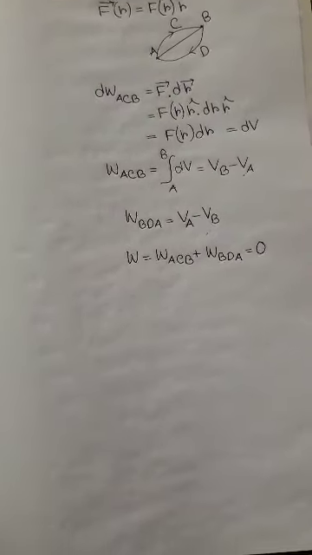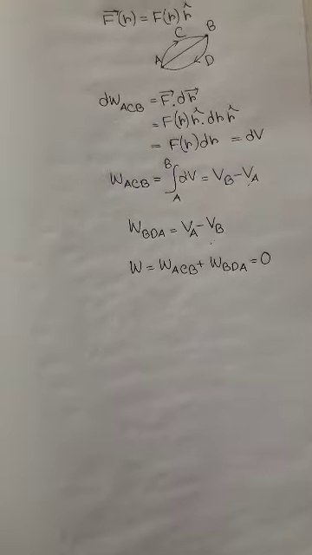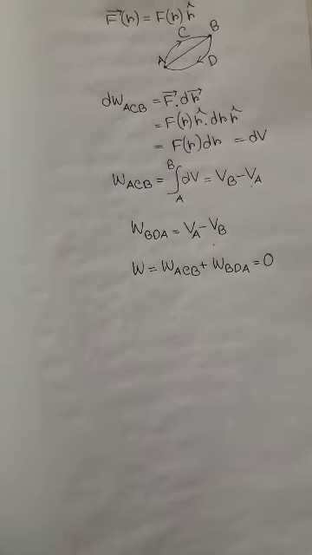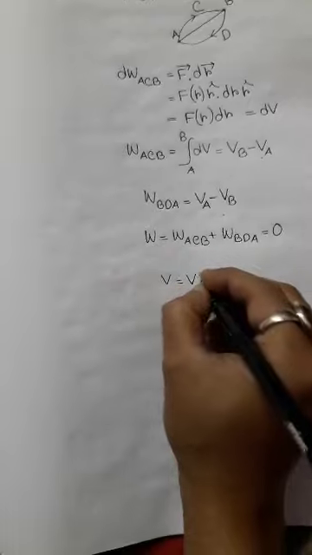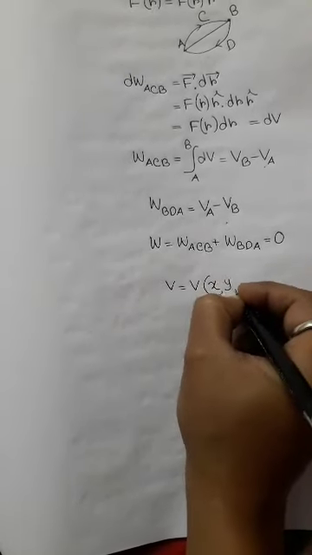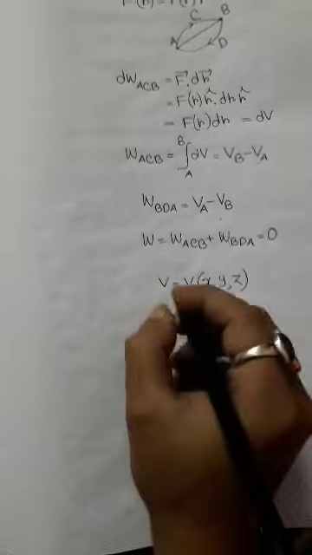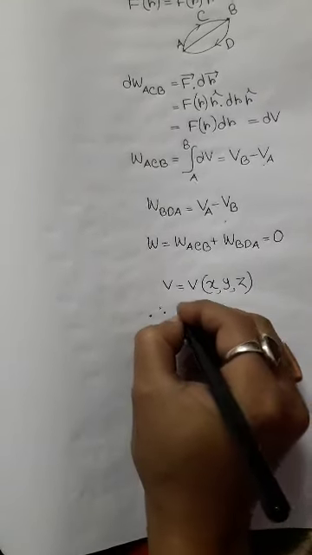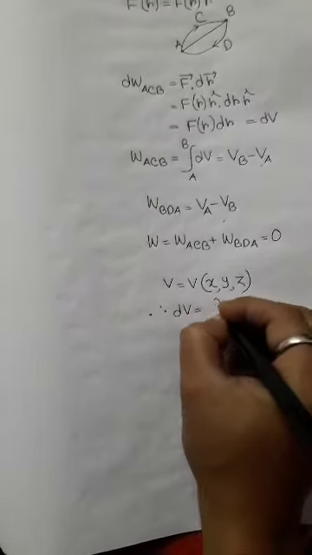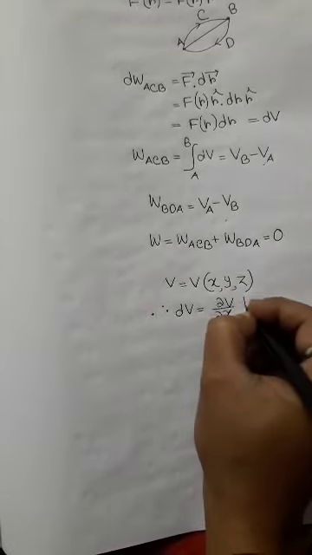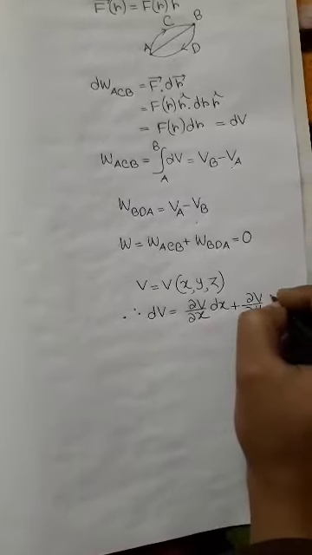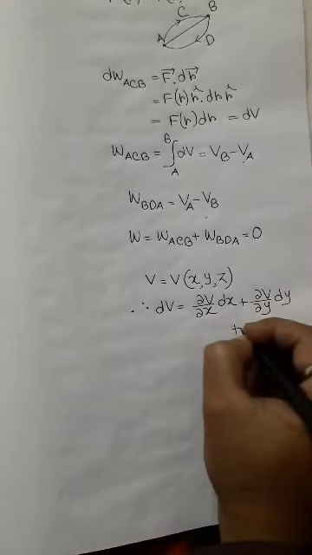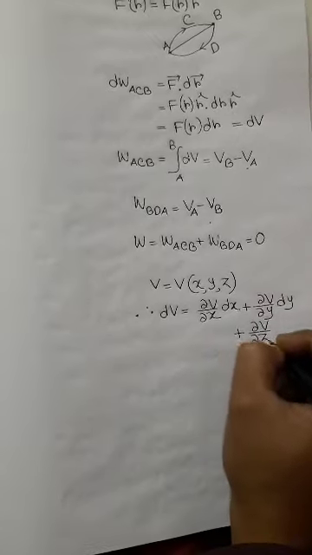Now we have also told that this force can be expressed as the gradient of some scalar potential, and how can we prove it? Now we know that potential energy is a function of position only, that is V equal to V(x, y, z). Now since dV is a perfect differential, we can write in terms of del V del x dx plus del V del y dy plus del V del z dz.